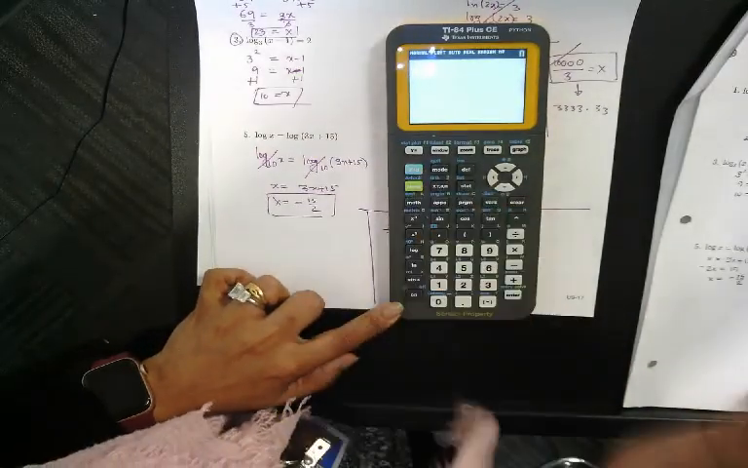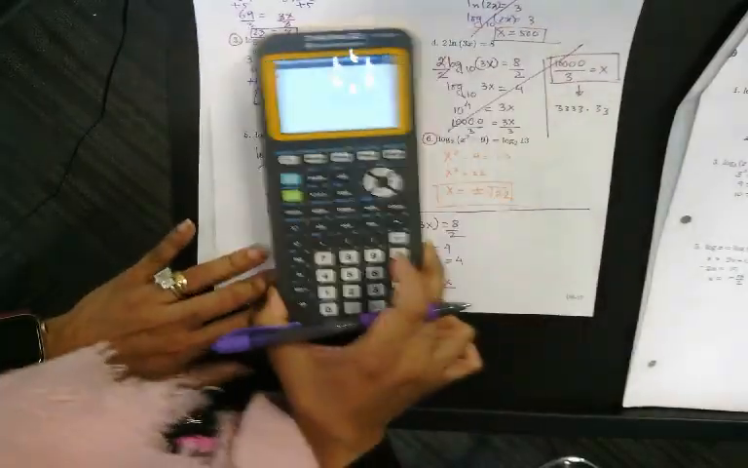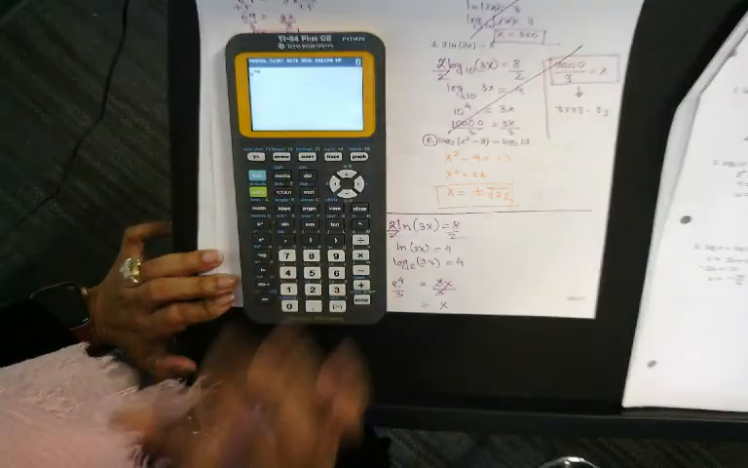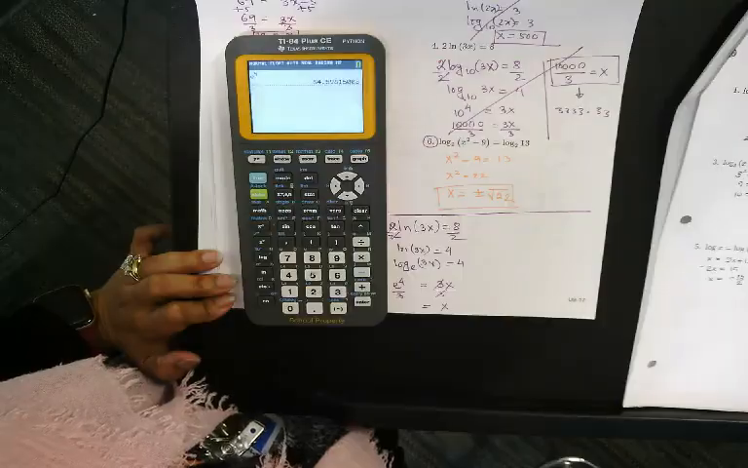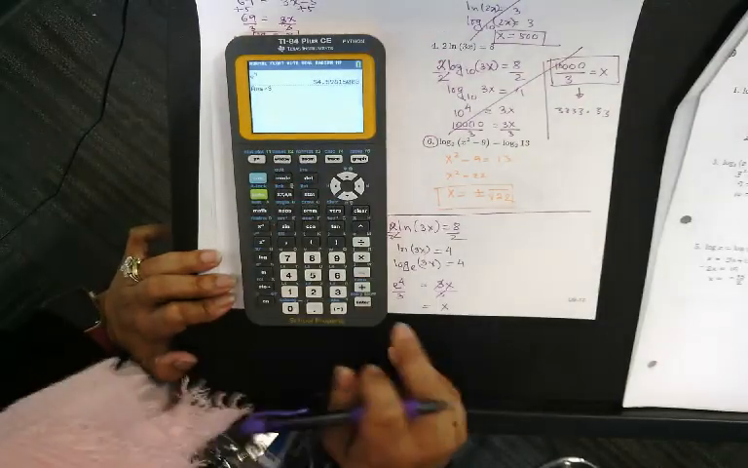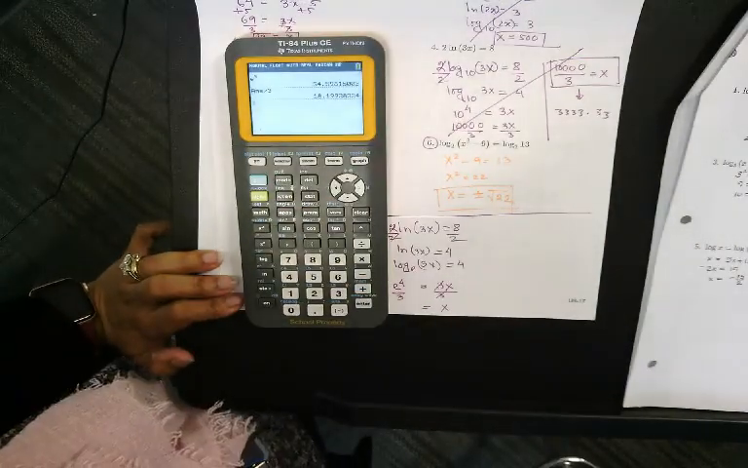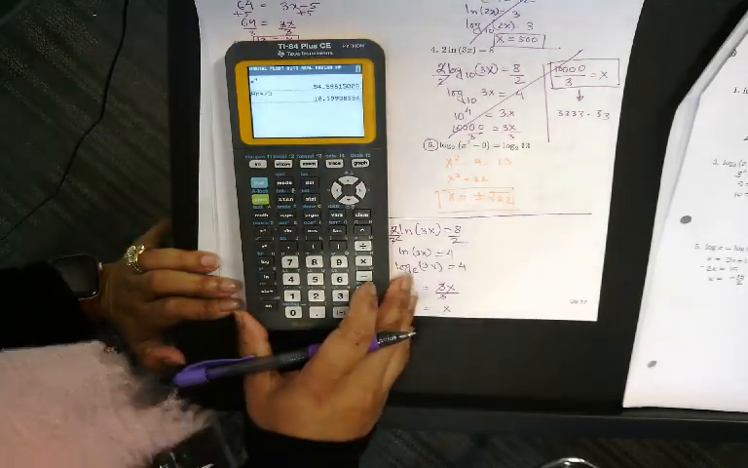So second ln, that's going to bring your e. And on the top, I have the 4. Hit enter. Divided by 3. Hit enter again. 18.199, we can say 18.2, yeah.